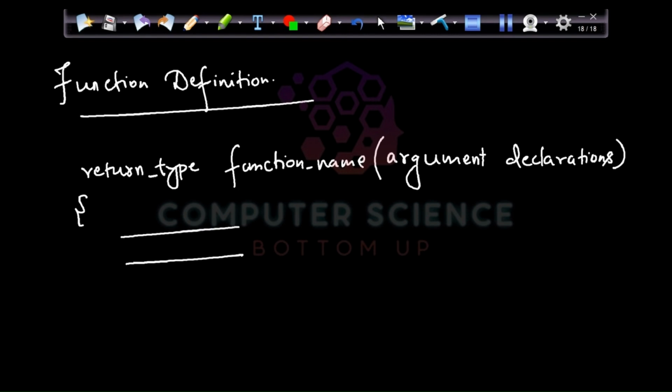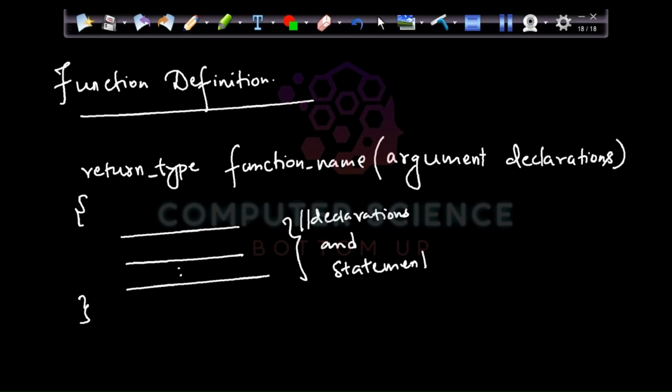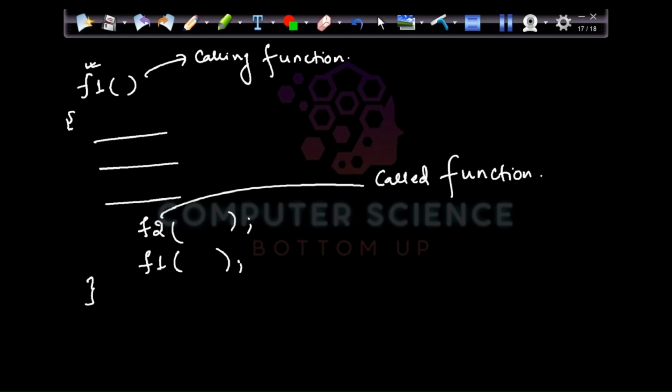Declarations and statements mean that inside the function you can declare a variable, and so on. So this is how functions are. This is the definition of a function: these are declarations and statements. So f1 is the calling function and f2 is the called function.